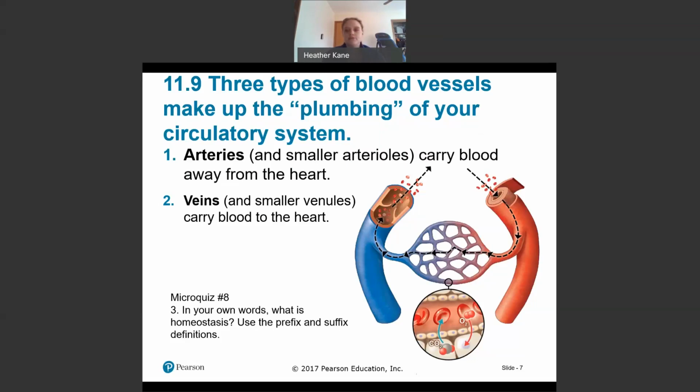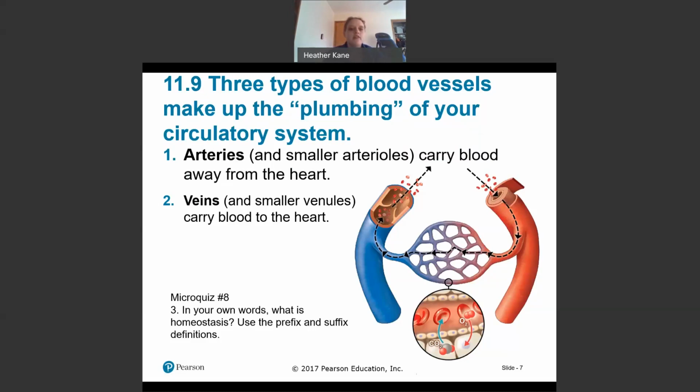Both arteries and veins have smaller components. So arteries and veins, those are those really large blood vessels. A smaller version of an artery is called an arteriole. These arterioles are going to act very similar to arteries, but they're going to be much smaller, and they're going to have some different structures in their muscles, which you'll learn more about if you take an anatomy class, within the muscle that encompasses those blood vessels. Veins have a smaller version as well, and those are called venules. Venules are going to be very similar to veins, but they're going to be significantly smaller.